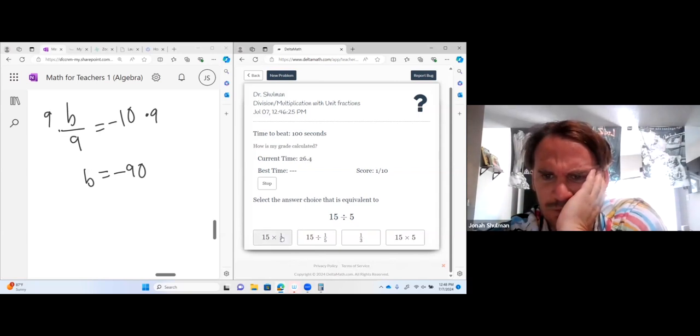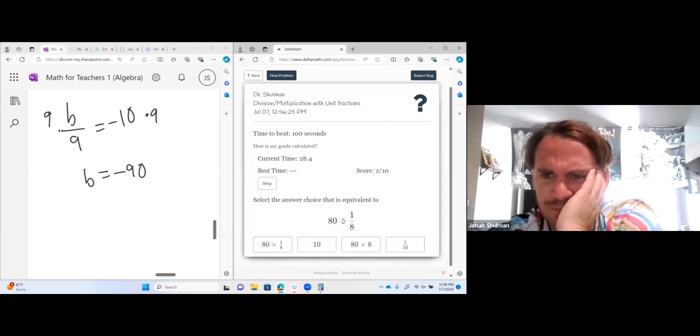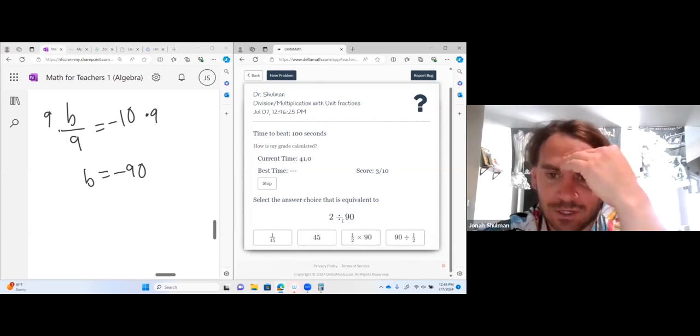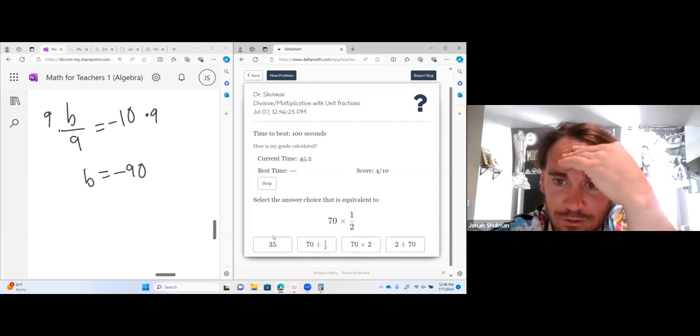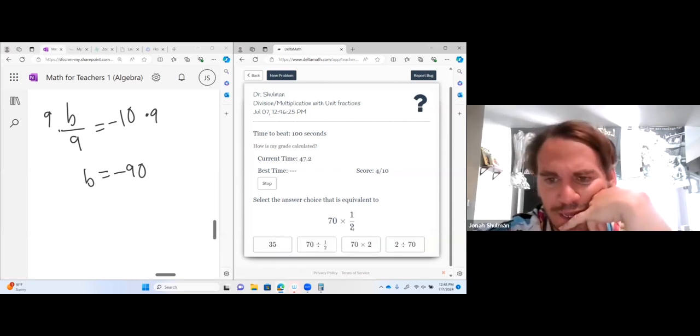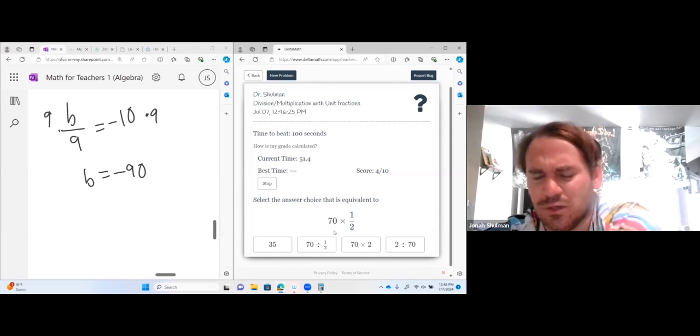So it's the same thing as multiplying by the fraction. Same thing as multiplying by 8. So it's 80 times 8. Wait, no, it's not. 80 times 1/8. Divided by 1/8 is the same thing as multiplied by the reciprocal. Okay. 2 divided by 90 is 1/45. 70 times 1/2 is the same thing as dividing by 2.